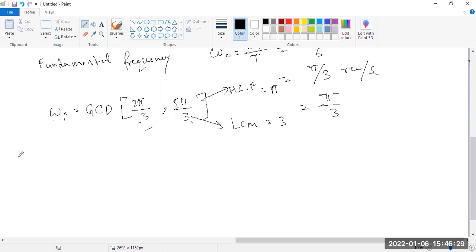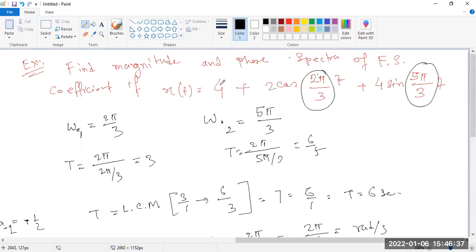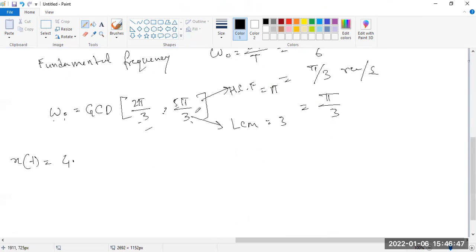Now we put the value in the signal, that is x(t). Look here, only 4 is there, means there is no cos or sin signal, means there is a 0, e to the power j 0.